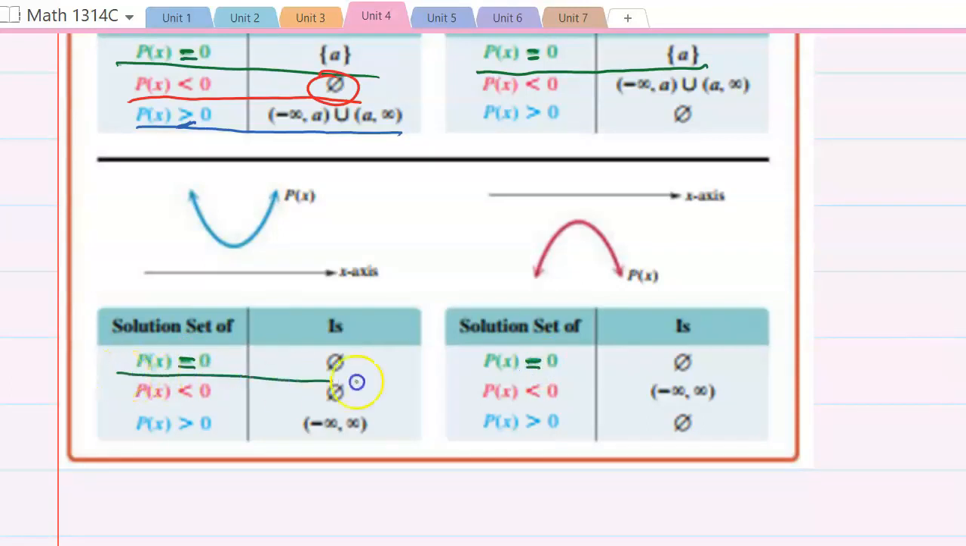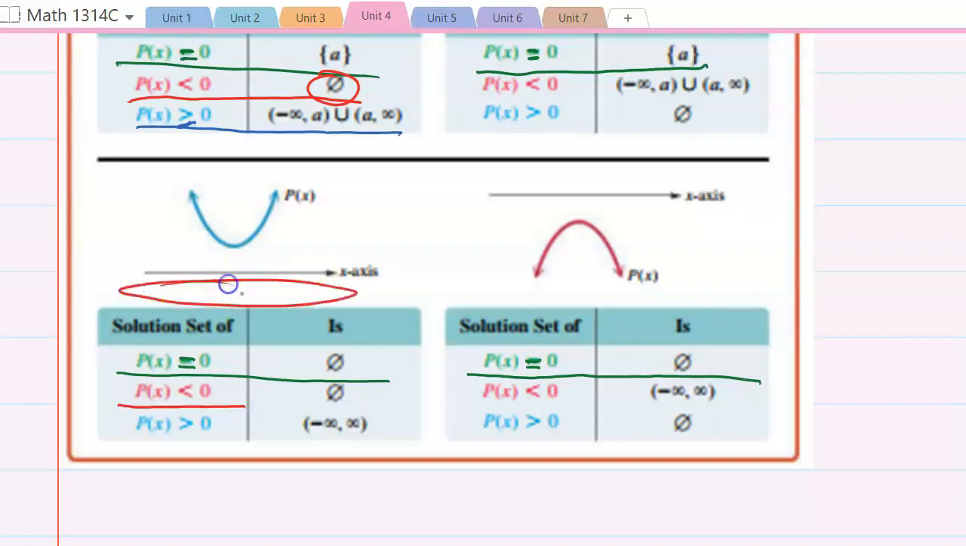But if we take a look at the quadratic inequalities, and we look at the upward parabola, we can ask for f of x is less than 0. That means we are looking for parts of the parabola that are below the x-axis. From the graph, we see that there are no parts of the parabola below the x-axis, but we do see that the entire parabola is above the x-axis.